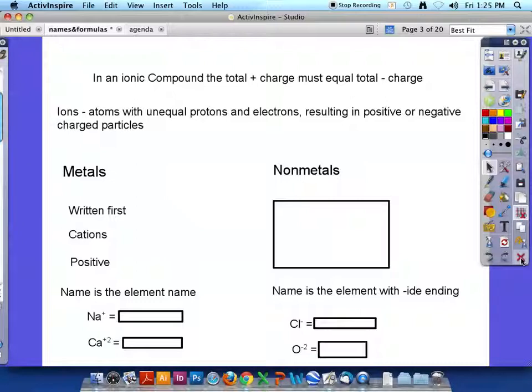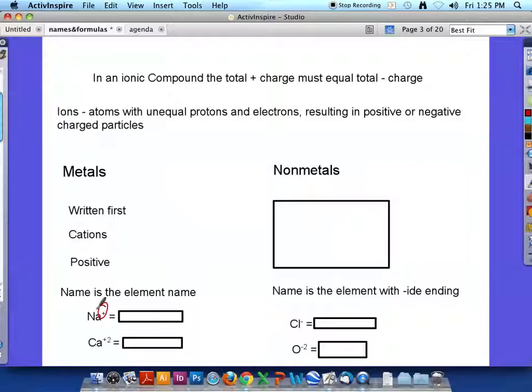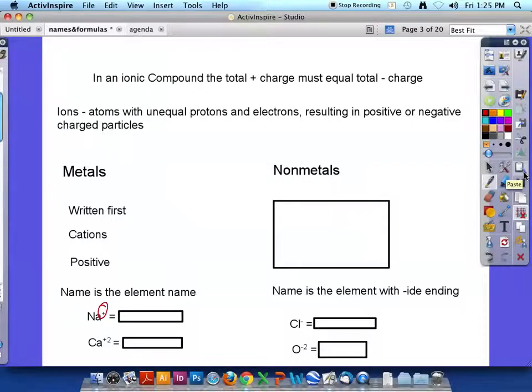In order to name the ion, the name of the ion is the element's name. So the sodium atom becomes the sodium ion, and the ion is designated by this positive charge. Okay, so the sodium atom is called the sodium ion. The calcium atom becomes the calcium ion.